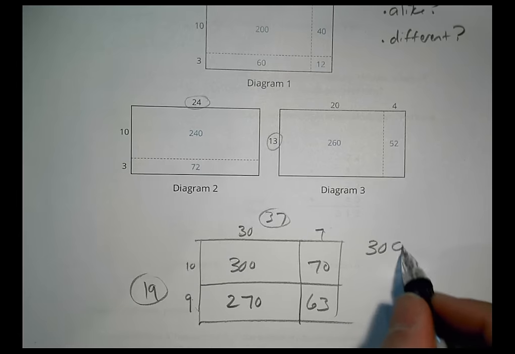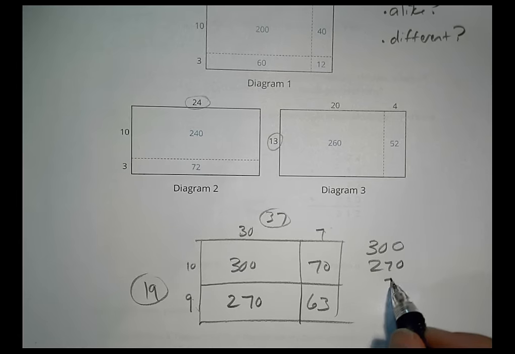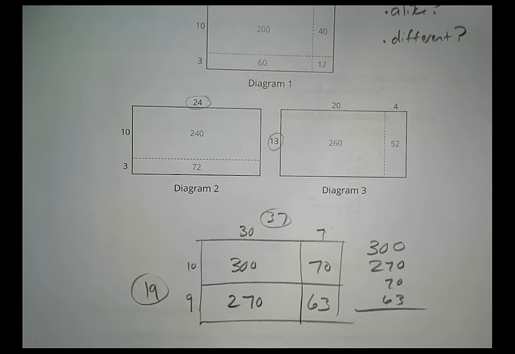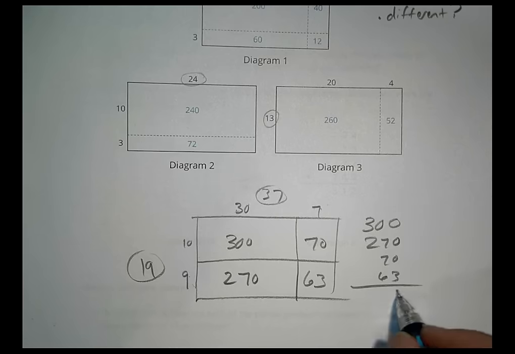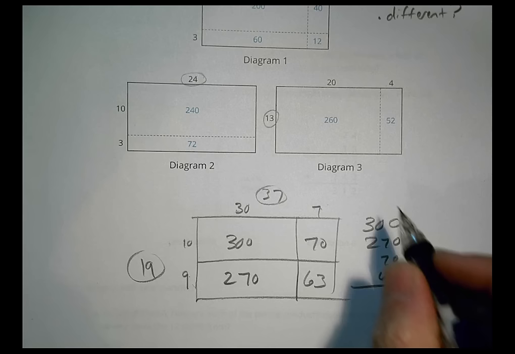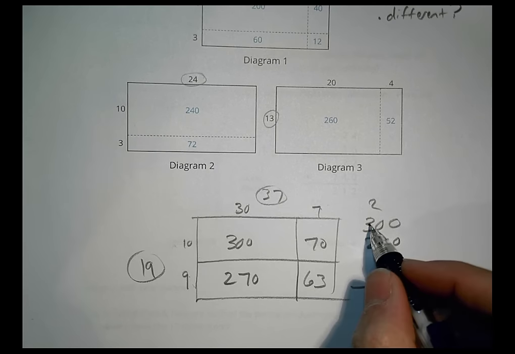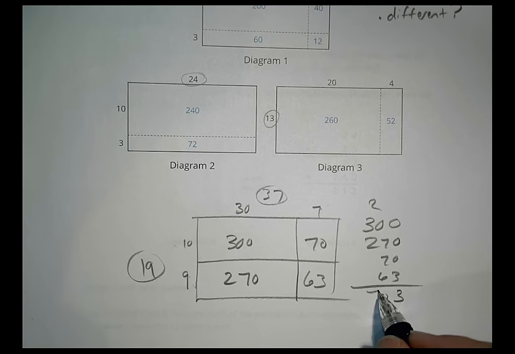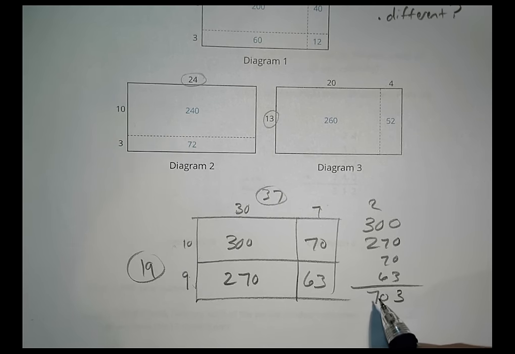So we have some easy numbers to add up together to find out what the total area is going to be by adding those up, putting them back together. 14 plus 6 is 20, and we have 3, 4, 5, 6, 7. So I end up with 703. That's what I end up with there. I don't know if that's right or not.